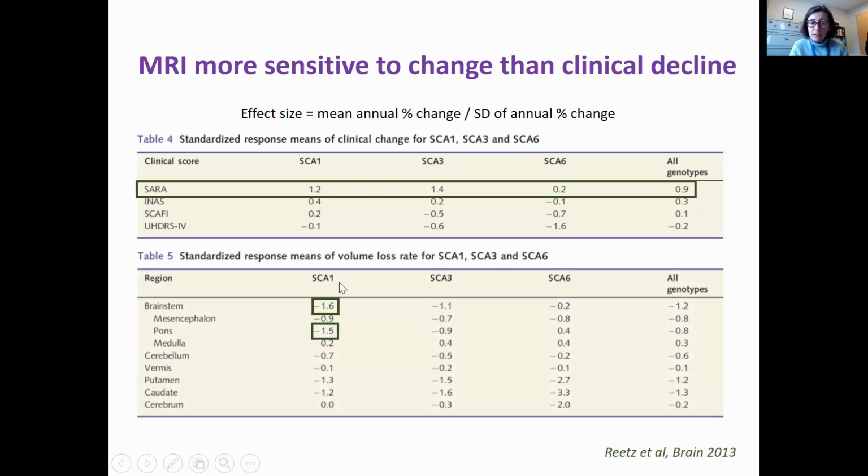Here, these are 1.6, 1.5, with the SARA effect size being 1.2. Same story in SCA3, and most strikingly, you see a difference in the effect size for SARA in SCA6 versus these three measures, the volumes, and their very high effect sizes. So indicating that these volumetric measures have higher sensitivity to change over time.